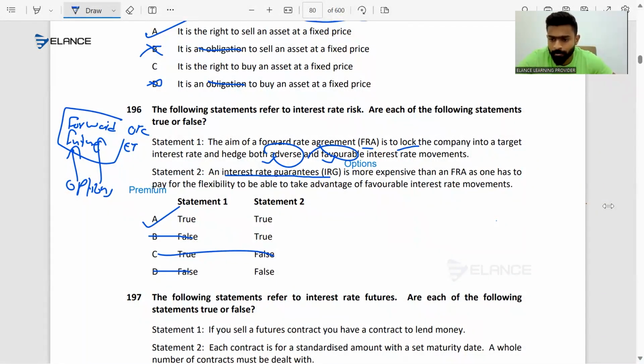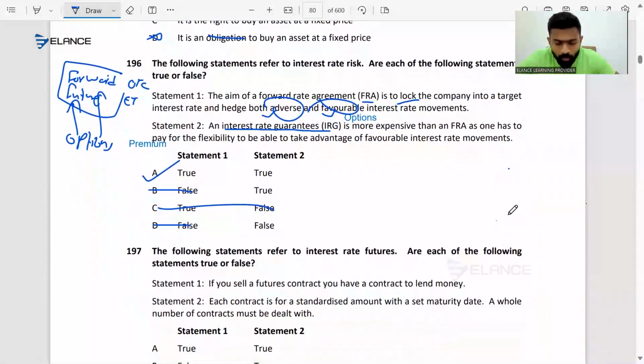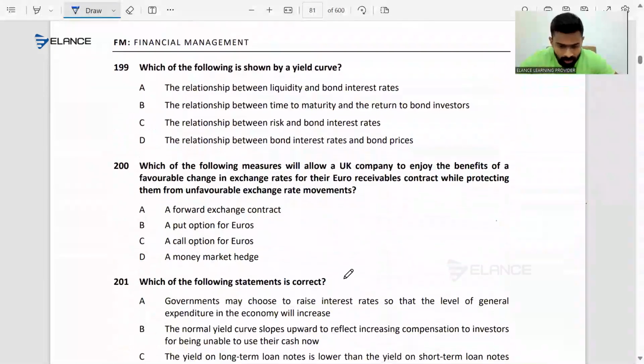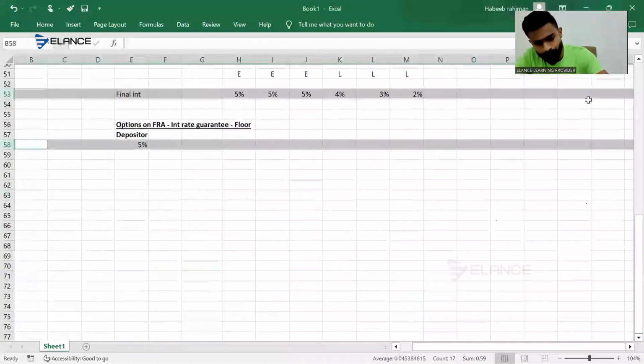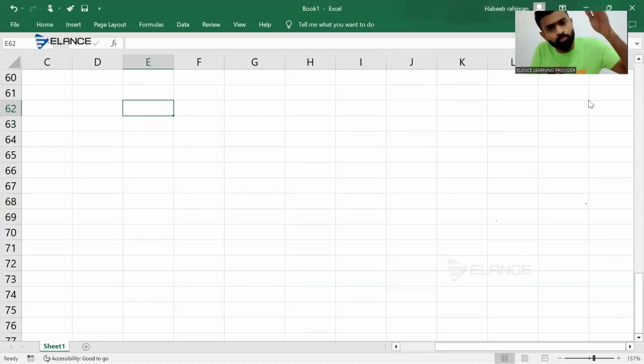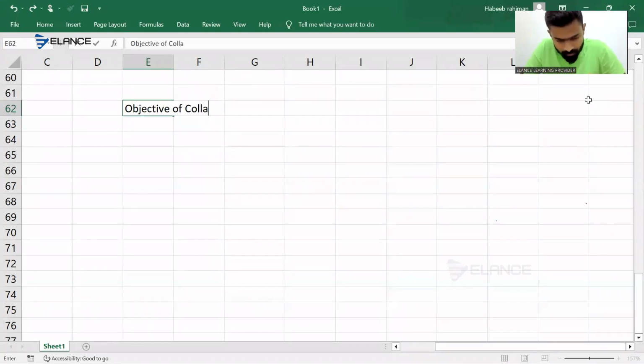Now, there is one more contract named collar. It's not a different contract. See, the objective of collar for your limited requirement at FM level. At AFM level, I'll be teaching you more points regarding these collars. At this point, for FM level, you need to learn only this objective. Objective of collar: to reduce premium cost.